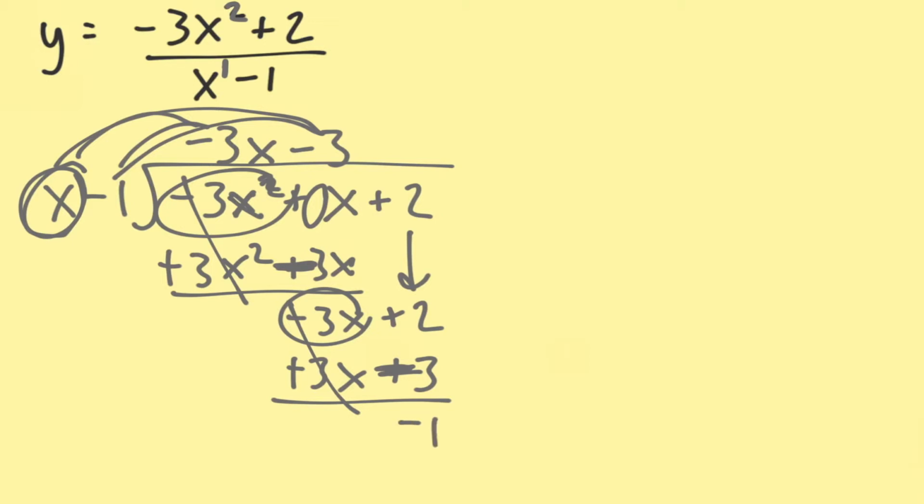Since we already have our constant up here, this is the remainder. So you put the remainder over what you divided by. For a slant asymptote, you don't care about the remainder. This is our equation of the slant asymptote.